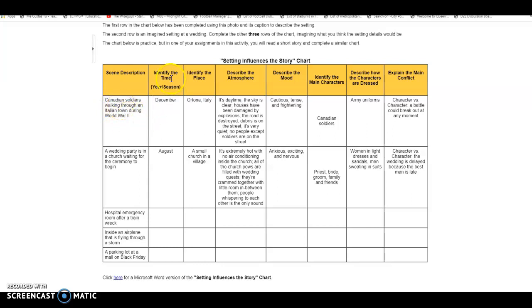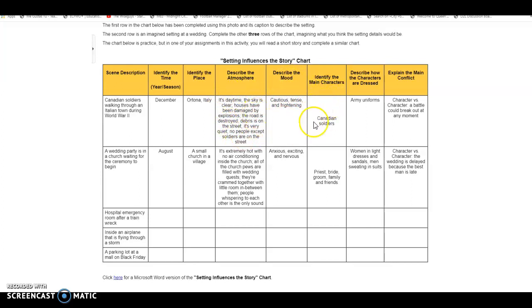And so they're going to identify the time period of that scene. So it's in December. To be more specific, it's in December 1943. Identify the place. Well, it's in a town in Italy. Describe the atmosphere. So what is the physical environment like? Describe the mood. What are the feelings and the emotions being created by this atmosphere?